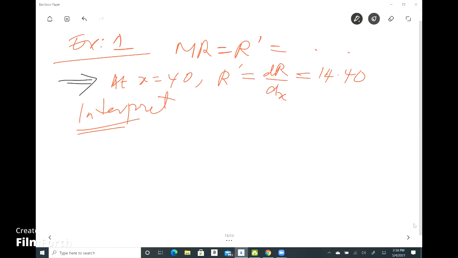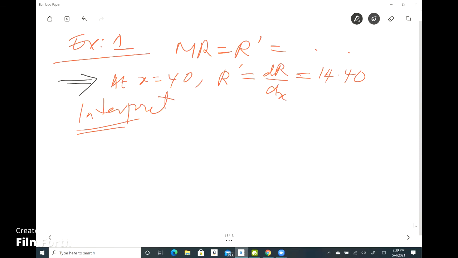Okay, Yusra. Interpret the derivative. Yusra, are you here? When X increased by one unit, revenue increased by $40.4 at X equal to 40.